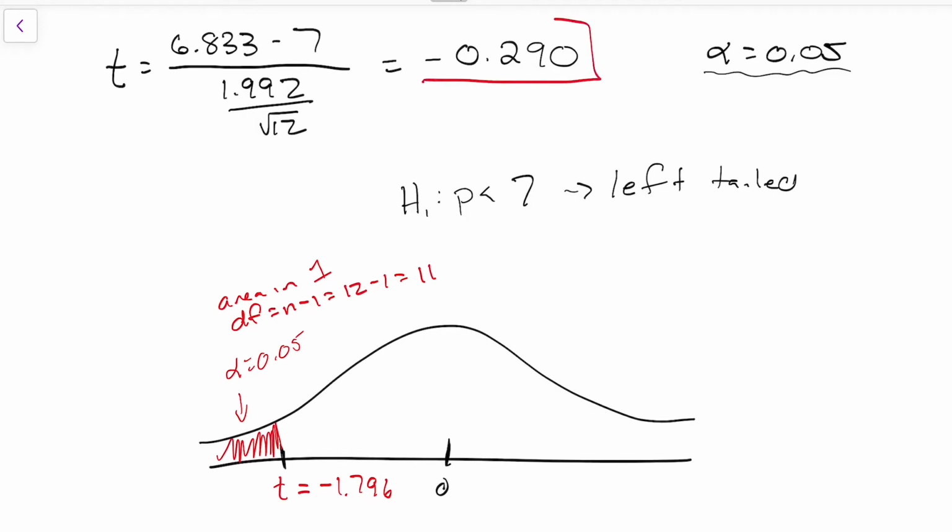If we look at our test statistic, it's negative 0.29, which has to fall somewhere in between our critical value t and our mean of 0. So this falls outside the critical region.